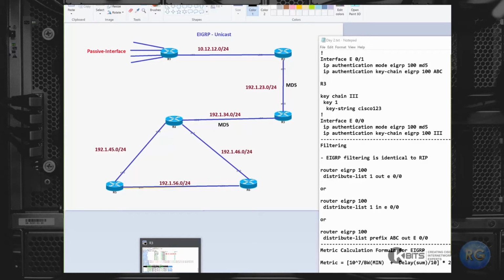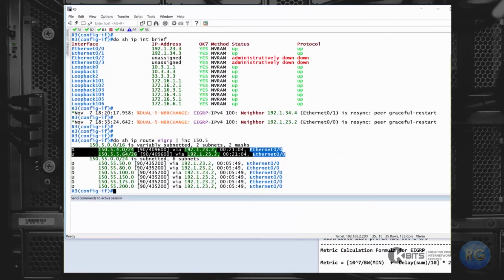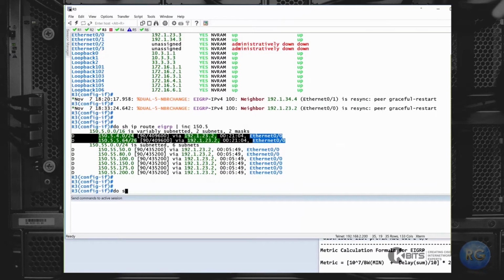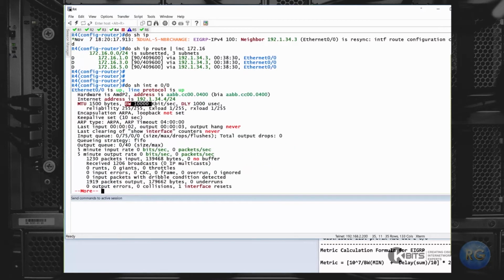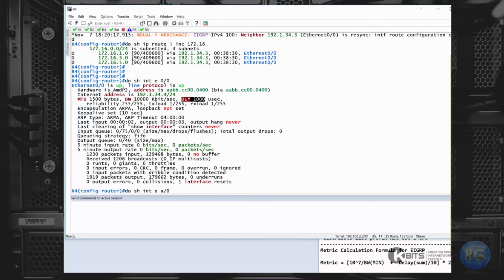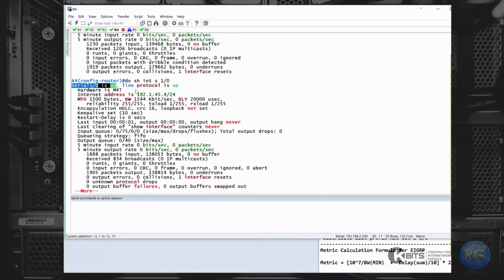On R3, for example, let's do it on R4 because R4 has both links. Show interface E0/0. And if you take a look at E0/0, it shows you this. Bandwidth, 10,000 kilobits per second. Delay, 1000. This is on an Ethernet link, but if I do a serial link check, this is your serial link, is up. The bandwidth is 1544 kilobits per second. Delay is 20,000.